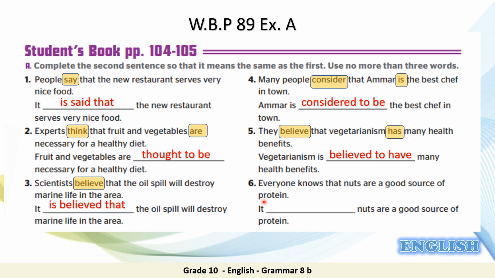Number 6, everyone knows that nuts are a good source of protein. Here we're going to start with it. So, is it personal or impersonal passive? That's right, it's impersonal passive. So which verb are we going to change here? It is knows. So the correct answer is it's known that.